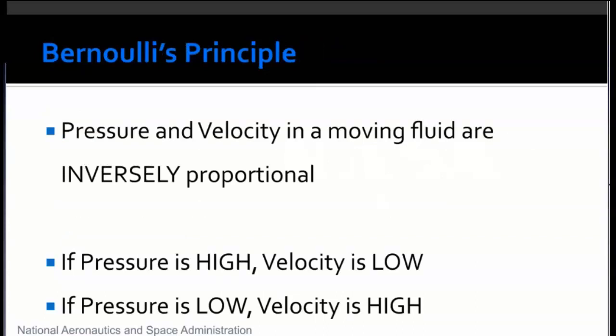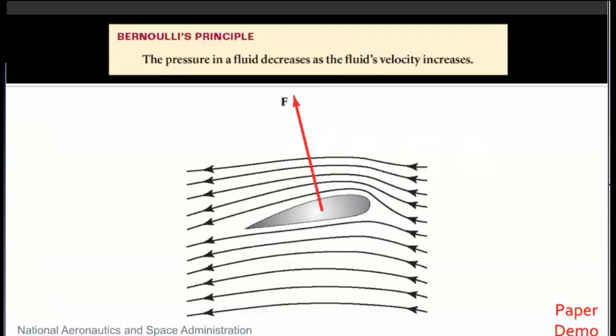So with Bernoulli's principle comes in the aspects of both pressure and velocity. And when looking at a moving fluid, they are inversely proportional, which means if the pressure is high, the velocity is low. And if the pressure is low, then the velocity is high. So in essence, the pressure of a fluid decreases as the fluid's velocity increases.